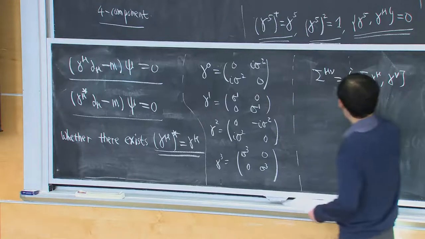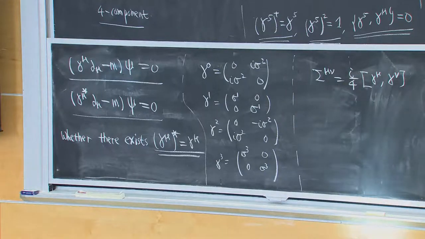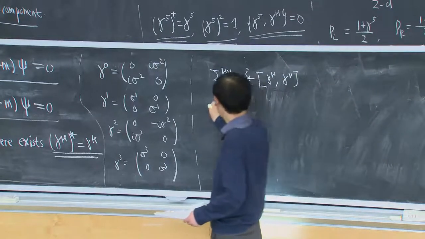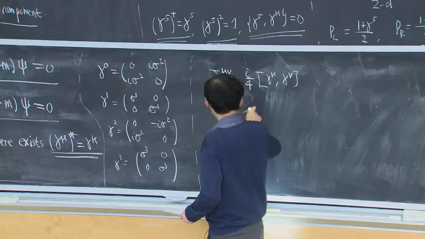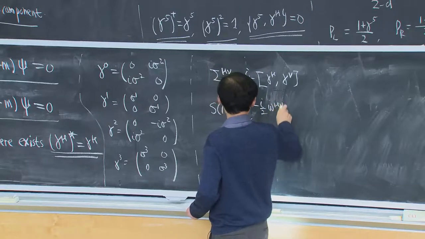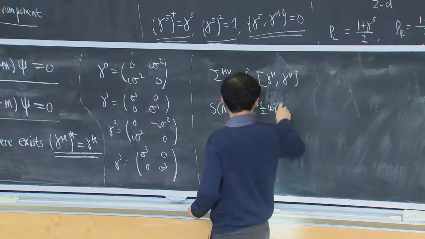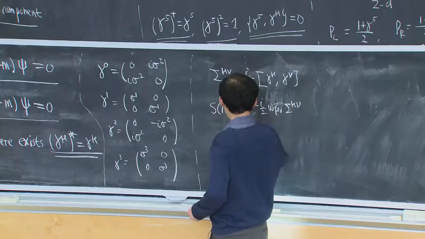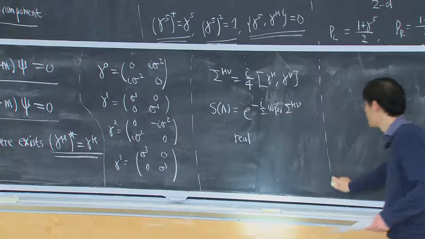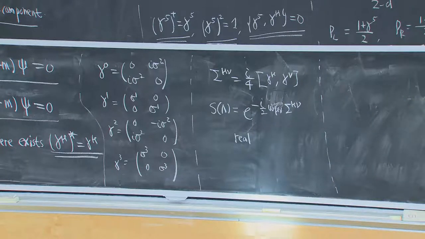So now this is pure imaginary, because if gamma mu and gamma nu are real, their commutator is also real. And then sigma mu nu will be pure imaginary. And then that means S lambda, so this is now purely real. Now this means this is real.